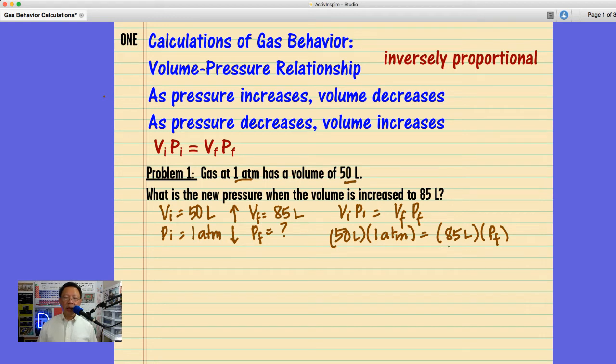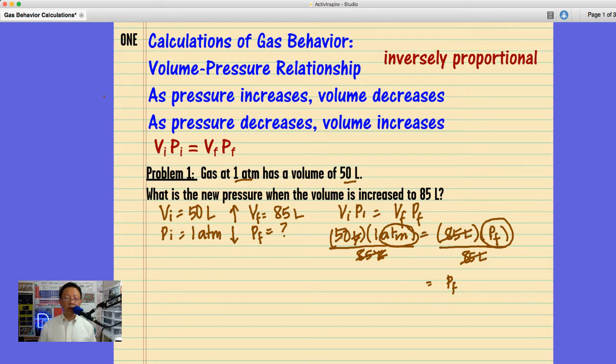Let's examine what kind of algebra we need here. How do we get rid of the unit of 85 liters? Let's divide both sides by 85 liters, and that way we can isolate the final pressure on this side. So we'll divide both sides by 85 liters. By doing that, we can cross out the word liters, and we're left with the unit of atmosphere. And that is the correct unit for a final pressure. So at least in terms of units, we're correct.